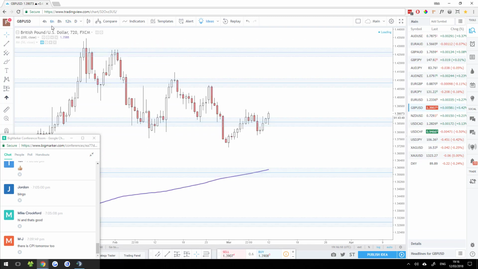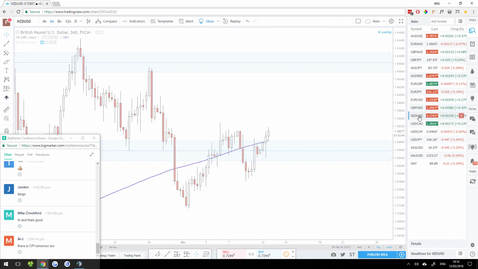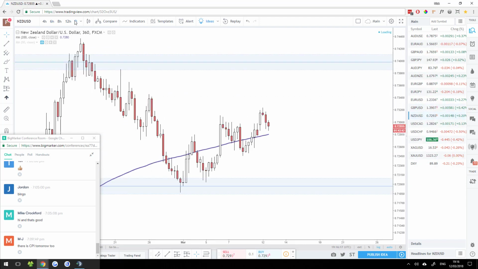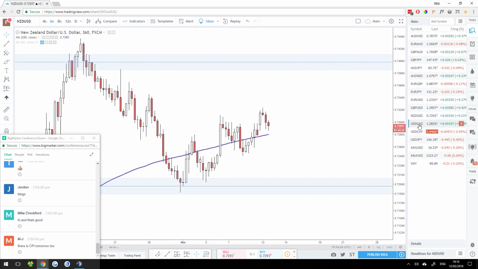GBPUSD is just stalling on top of support, ranging on the support area. In fact, it's a bit messy. Nothing much that we can do there. New Zealand USD is in between support and resistance right now. Yeah, nothing much going on there either.